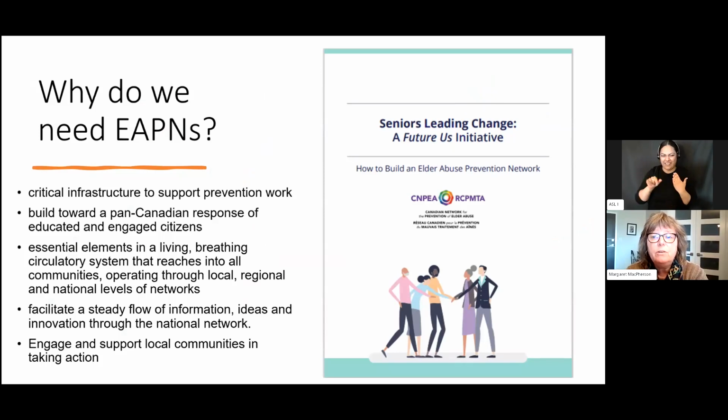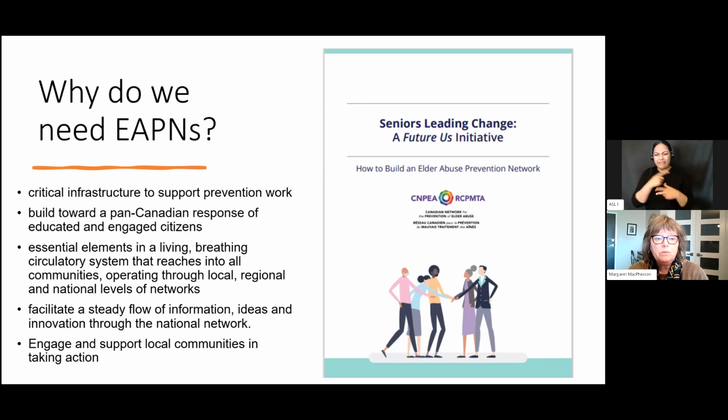And I just want to acknowledge that there may be people who aren't sure why we need elder abuse prevention networks. And I think it's so important to recognize the value of having infrastructure to be able to do prevention work, and that we need it at all levels of society, because where we're going, what we want to do is develop a pan-Canadian response of people who know what to do when they see warning signs happening, who know where to go to find help, and how to work together to advocate for change.